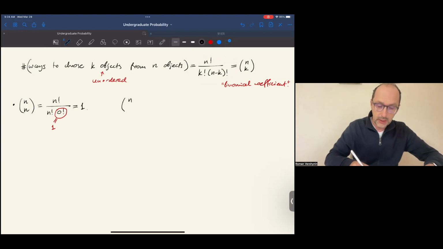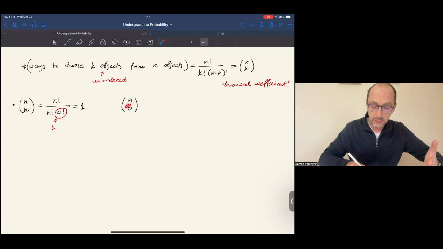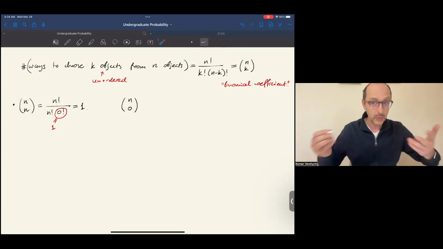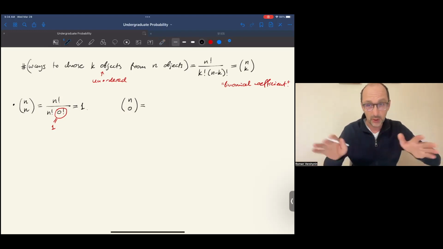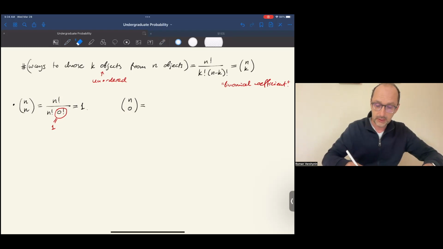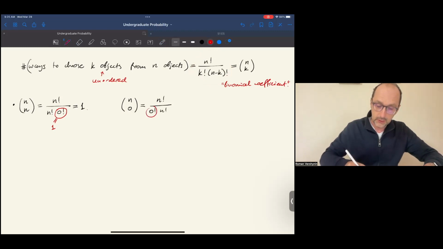Similarly, what should n choose 0 be? Again, just think. We would like to not invite anyone to the party. How many ways can we do this? Well, there's only one way to do that. Only one invitation list, all empty. Just don't mail any invitations. It's going to be 1, and the formula shows that too. If we put k equals 0, that will give us n factorial over 0 factorial times n minus 0 factorial. And again, 0 factorial is 1. So we have 1.